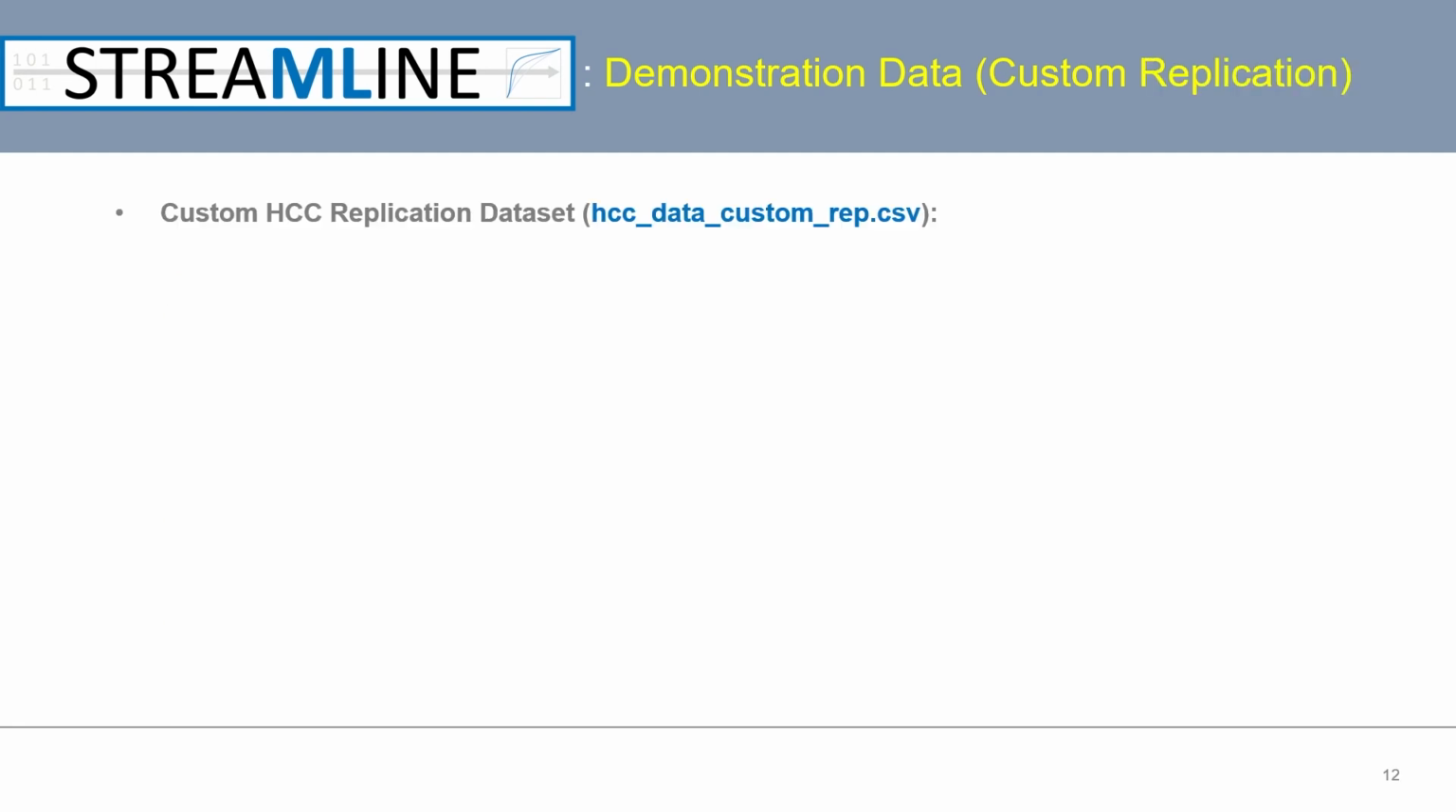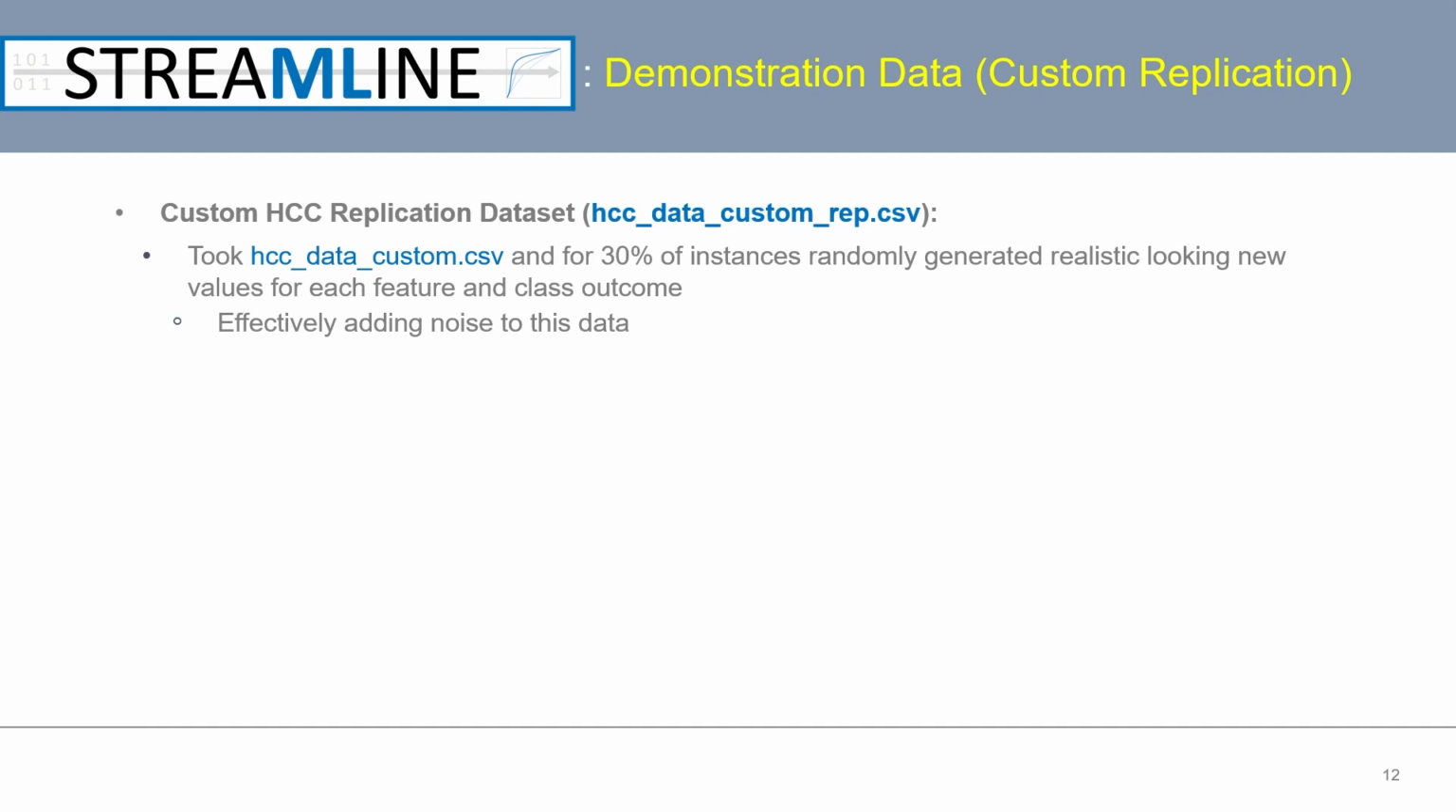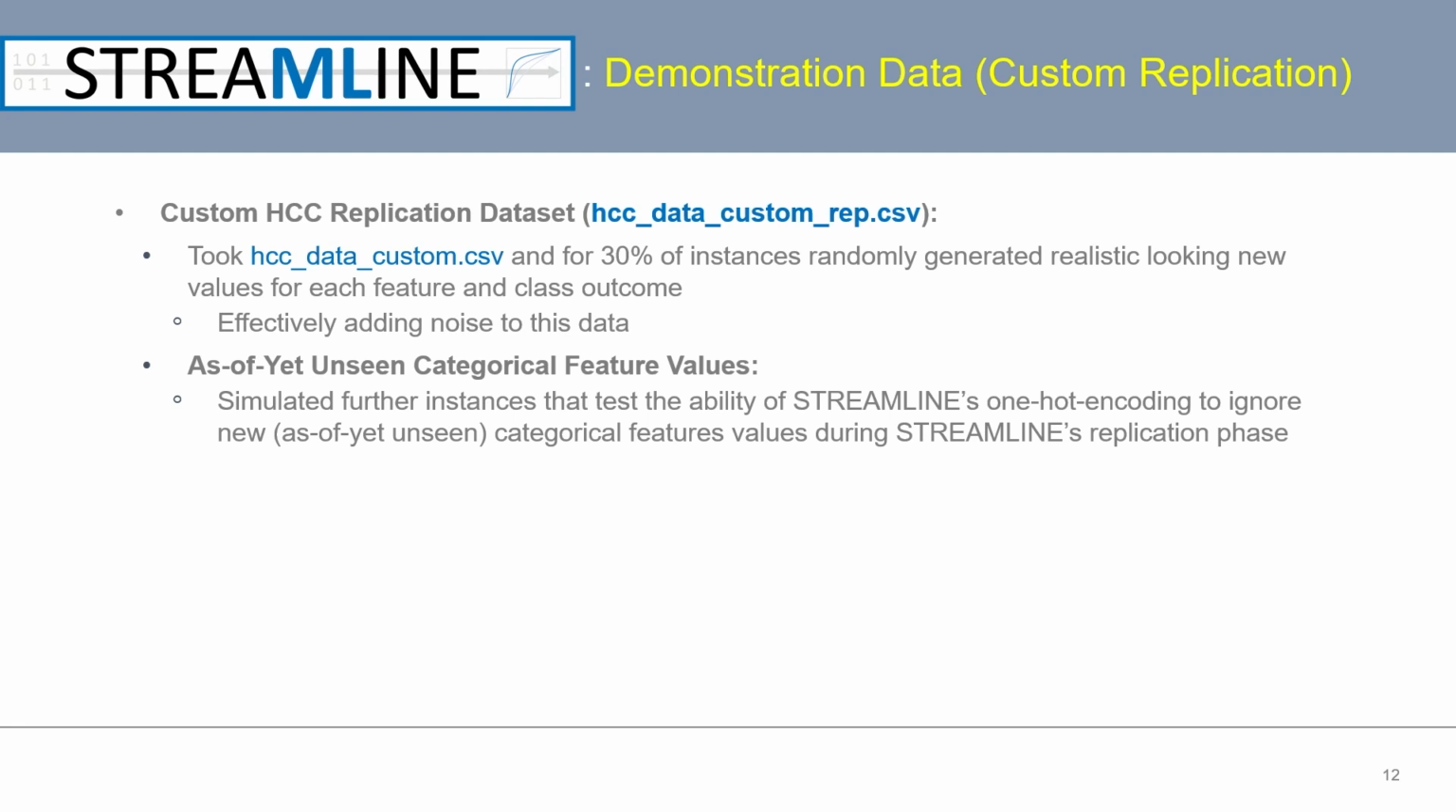Lastly, we'll discuss our simulation of a custom HCC replication dataset for the STREAMLINE demo. For this, we took the custom HCC dataset described on the last slide, and for 30% of its instances, we randomly generated realistic-looking new values for each feature and class outcome. This effectively added some noise to the dataset. We also added as-of-yet unseen categorical feature values.